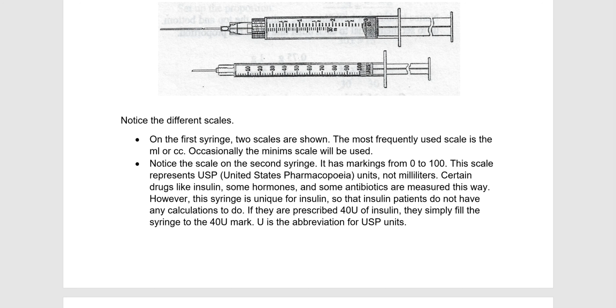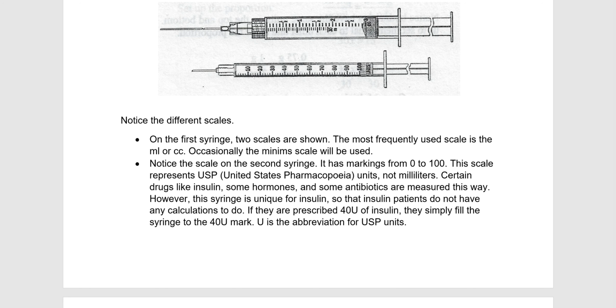Taking note of the different scales on the syringe is kind of hard to read here. On the first syringe, we have 2 scales, and the most commonly used one is going to be milliliters or cubic centimeters. So remember, 1 cubic centimeter is equal to 1 milliliter, so they're exactly the same. And occasionally the minims scale will be used.